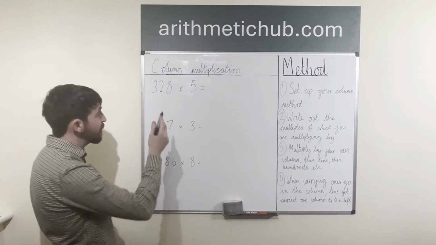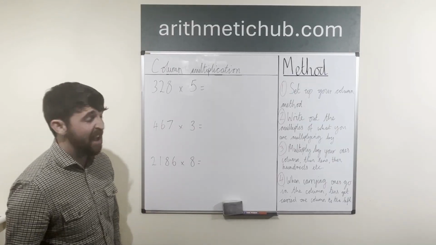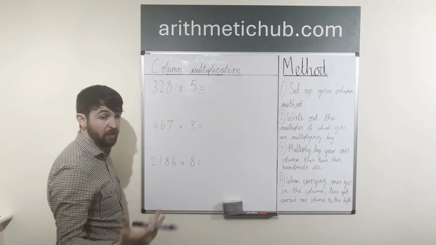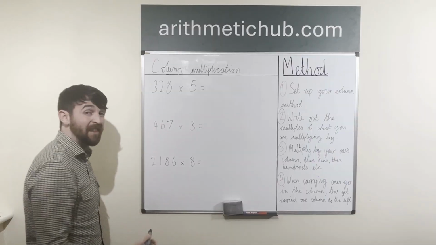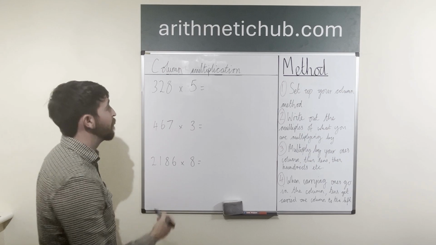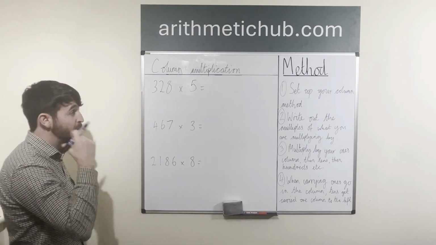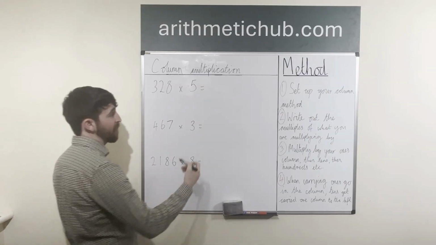Hi everyone, so today we're having a look at column multiplication. Now, some of these questions that you can see here are 3-digit by 1-digit multiplications, some of them are 4-digit by 1-digit multiplications. So the video is for either of those sorts of methods really. Either way, it's going to be column multiplication that we are doing. So let's have a look at what the method tells us to do for these types of questions.